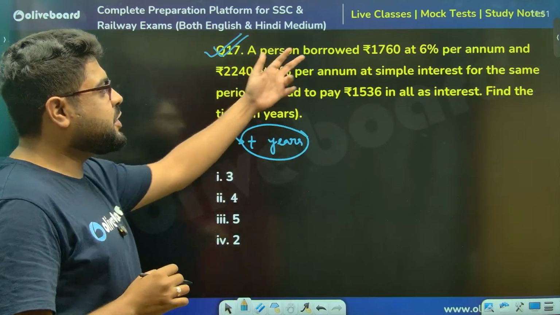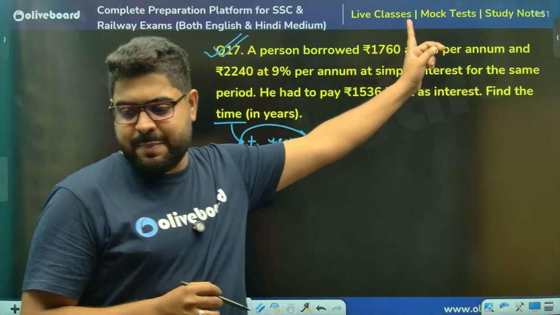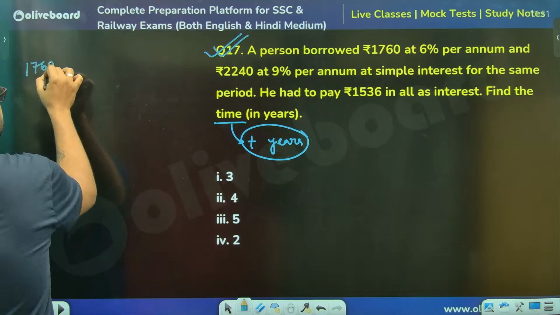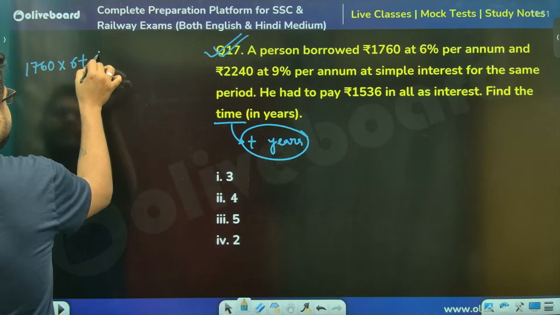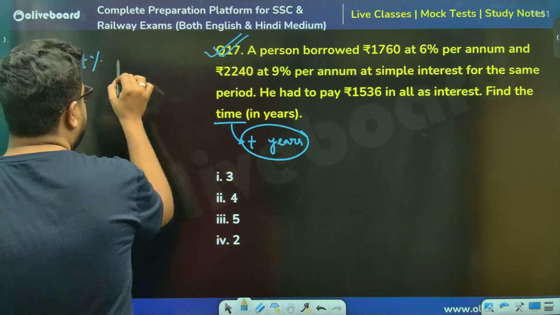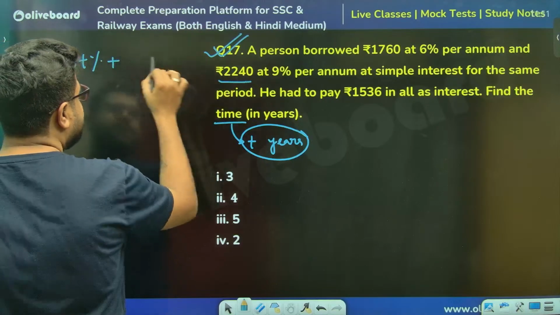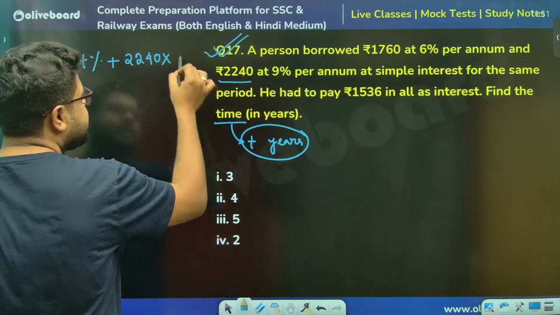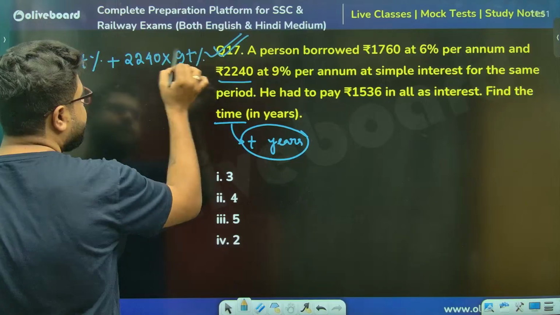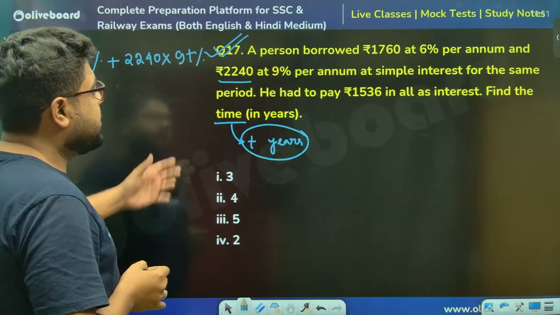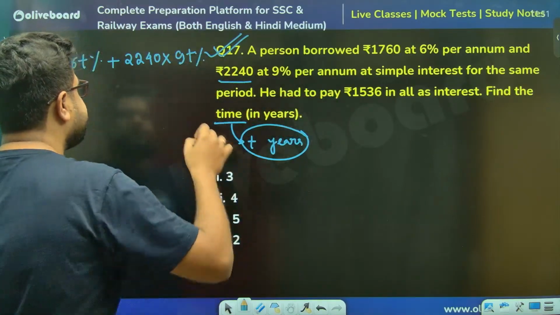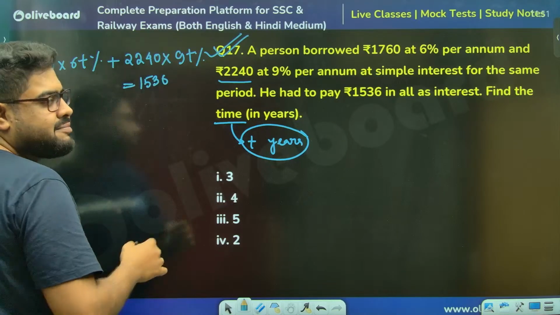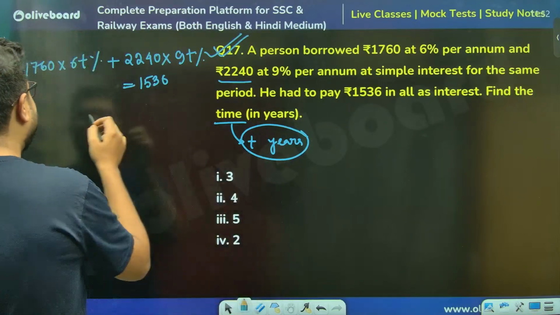Sir, first situation, what is the total interest? 6% per year into T years, 60%. 1760 into 60% plus. Second में sir, 2240 per year, 9%. T years में 90%. Correct. He had to pay a total of this. So total interest is 1536.